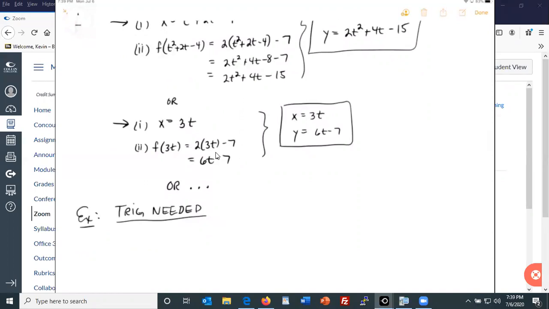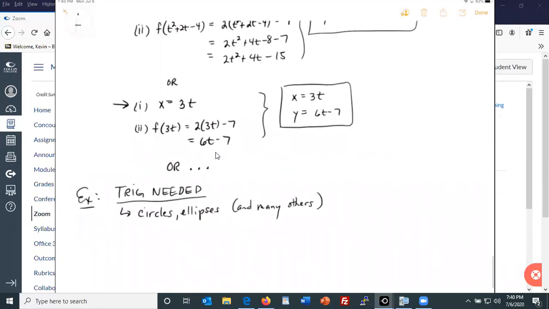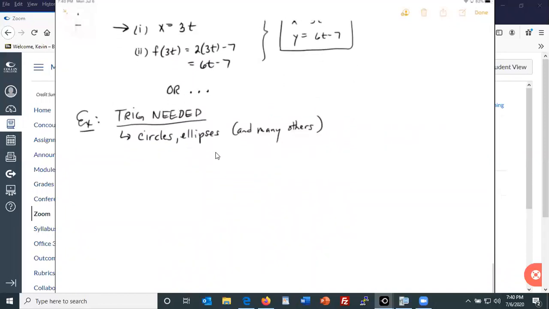So essentially, trig is going to be needed in particular for circles and ellipses. But it's not limited to just this. Trig can be used for many other shapes, but we're going to focus on circles and ellipses for simplicity's sake.